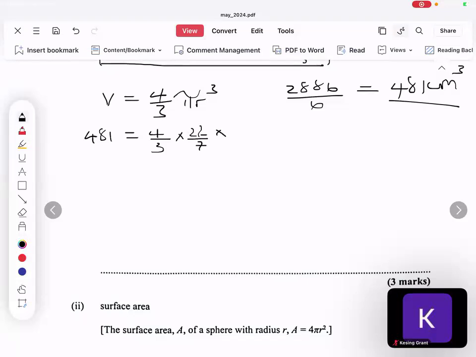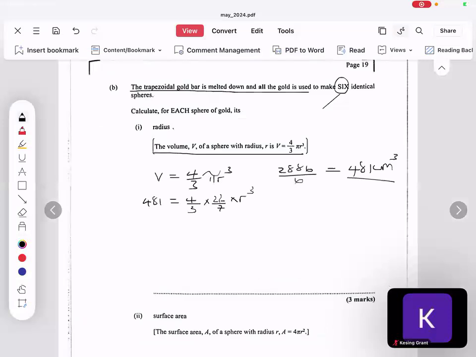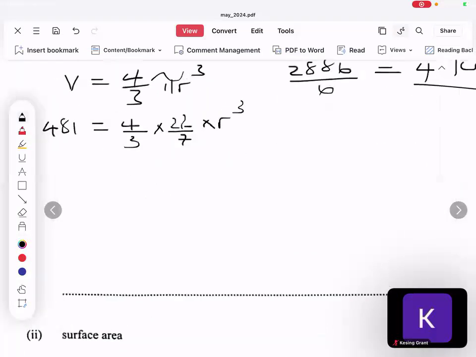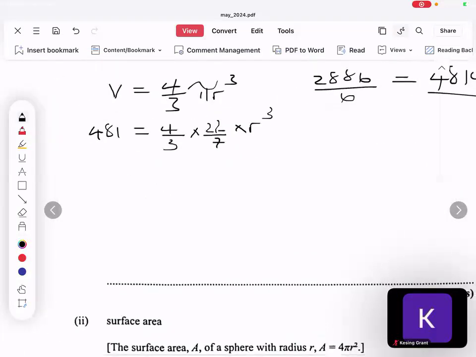And then obviously I'm going to be looking for R, because the question says we must find the radius, so we don't have R. Alright, so we can minimize this now, simplify it. We have 481 is equal to 4 times 22, that is 88, and 3 times 7 is 21. I'll put back R cube here. Alright.